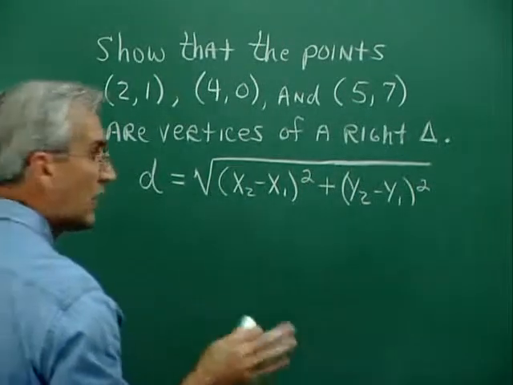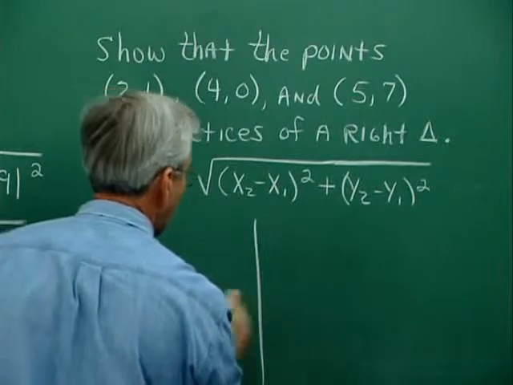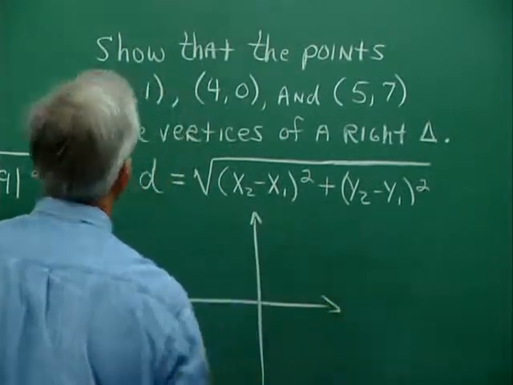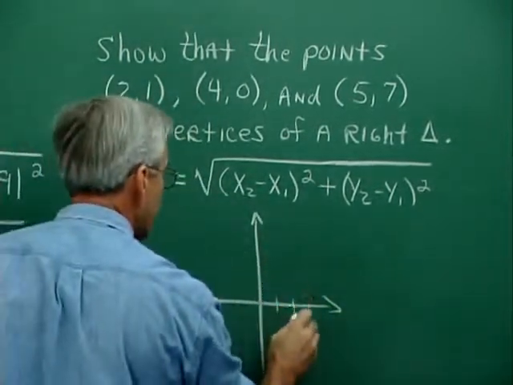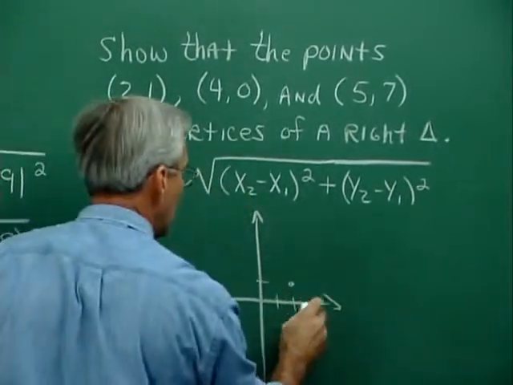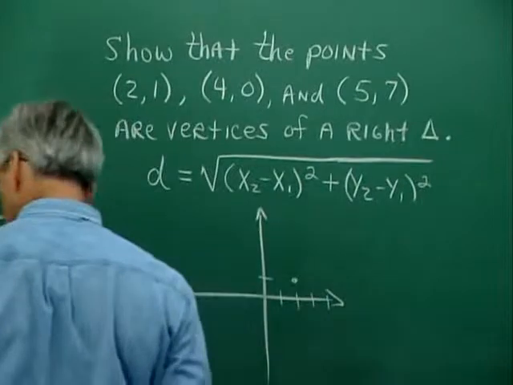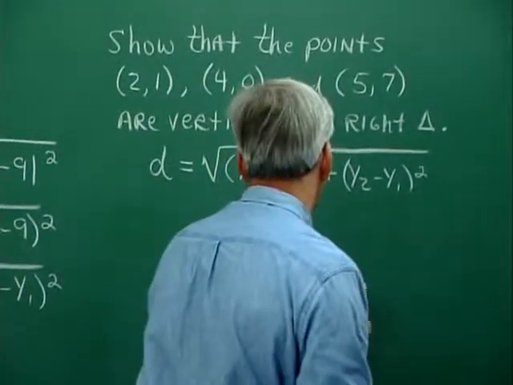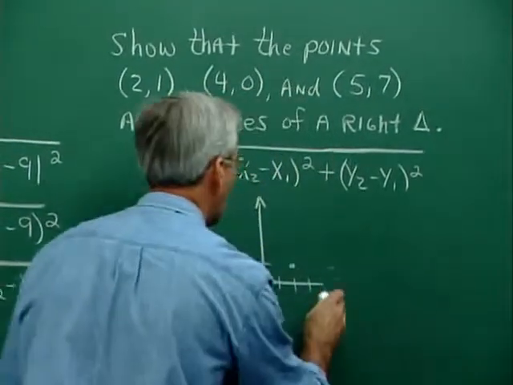I want to make sure that we understand what we're doing. Let me just sketch what's going on here. We've got the point 2, 1, about right here. The point 4, 0, that's about right here. I didn't think about this a great deal before I started this.